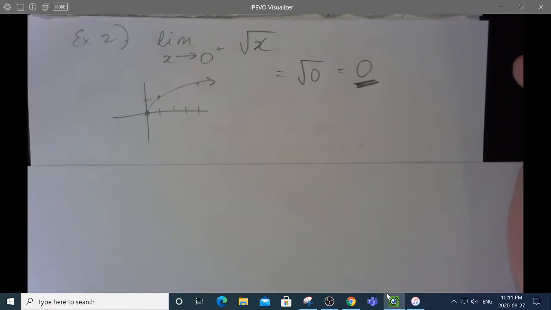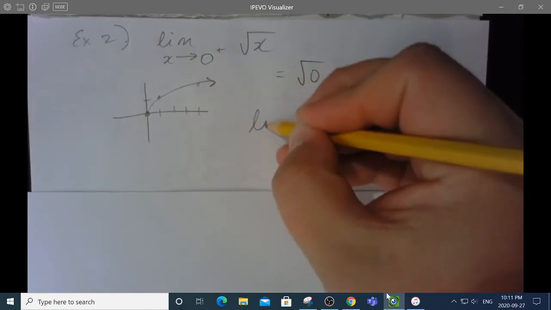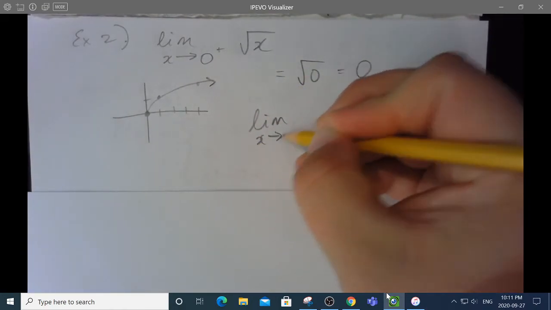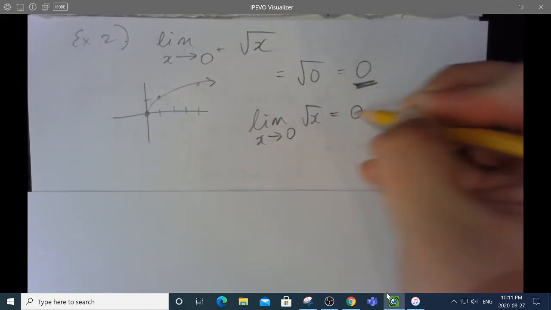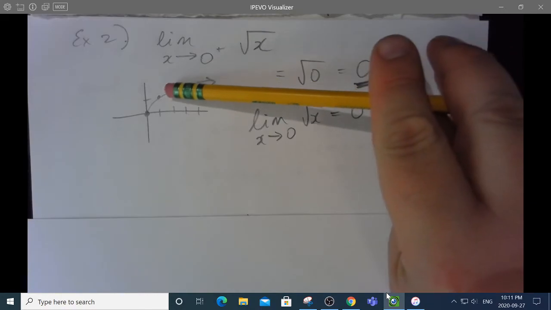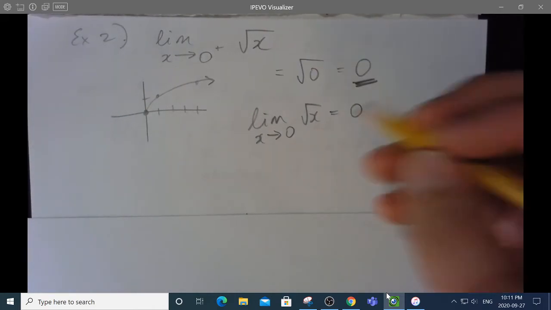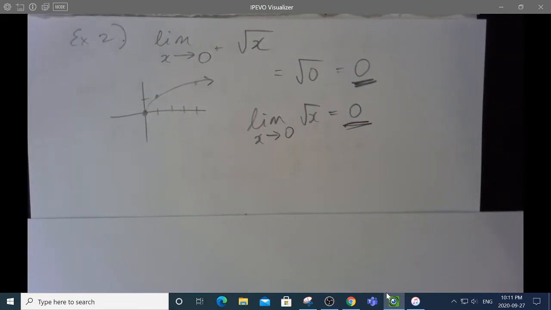Does that make sense? Think of it as the limit as x approaches 0 of the square root of x is equal to 0 because the right limit says that it exists if you come at it from the right, and there is no left limit for it to argue with it. So let's put it that way. So that's example 2.